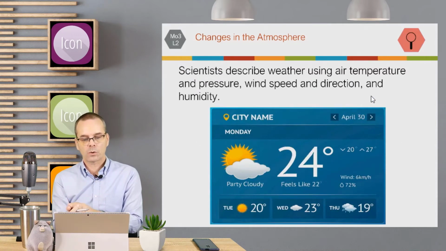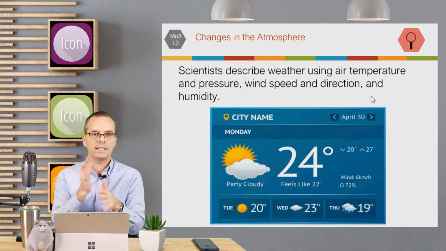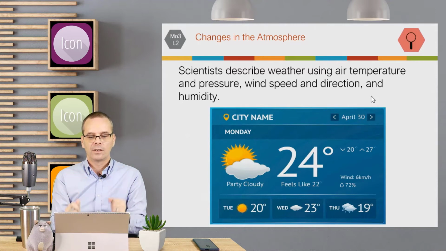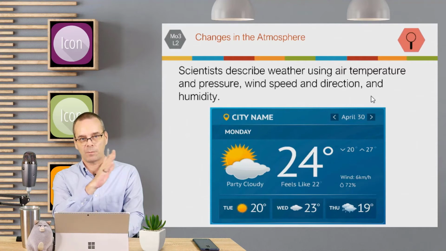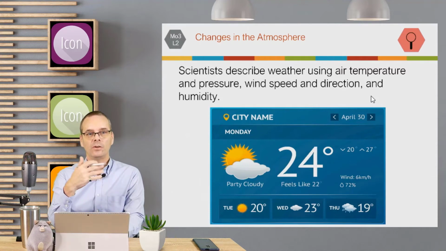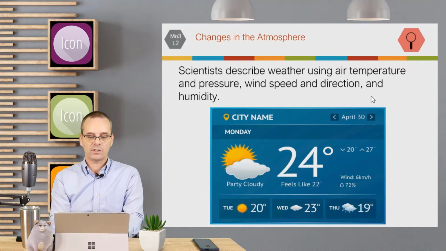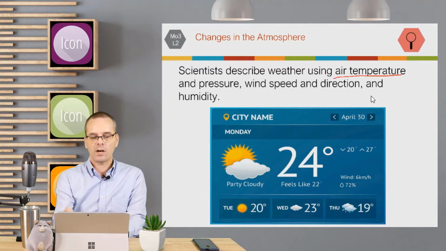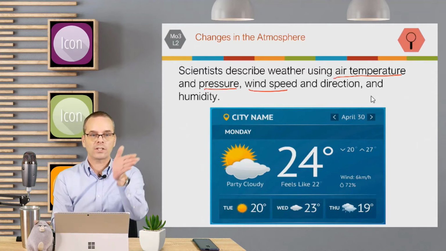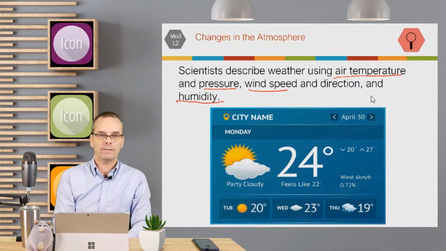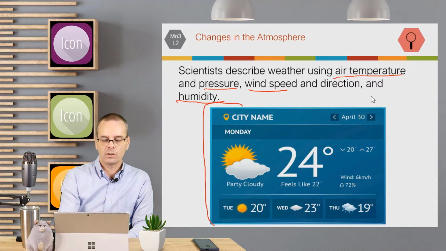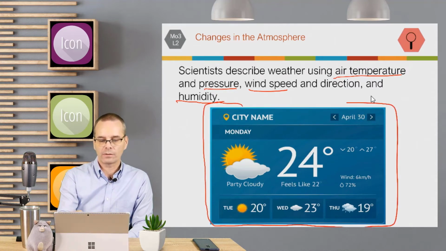So we describe weather using quantitative data, which is from another lesson. So we use numbers to measure. Some of the things we measure are air temperature, air pressure, wind speed, what direction the wind is going, how much humidity or water vapor is in the air. And all of this together will describe our weather.